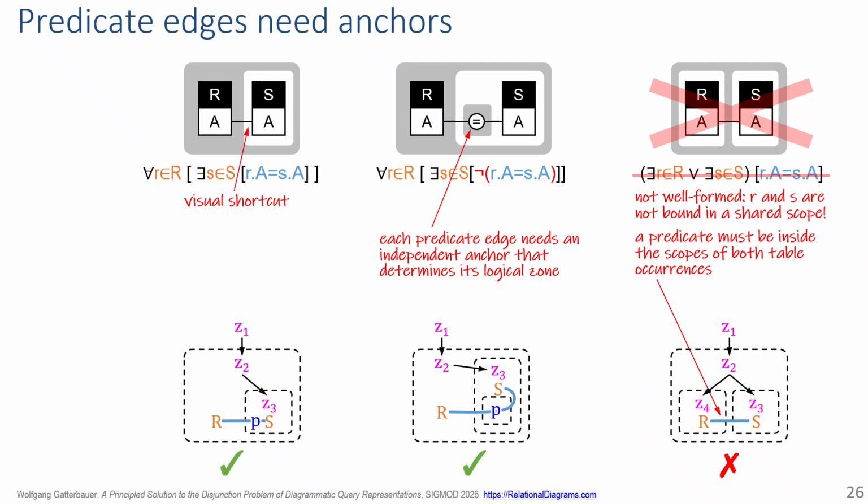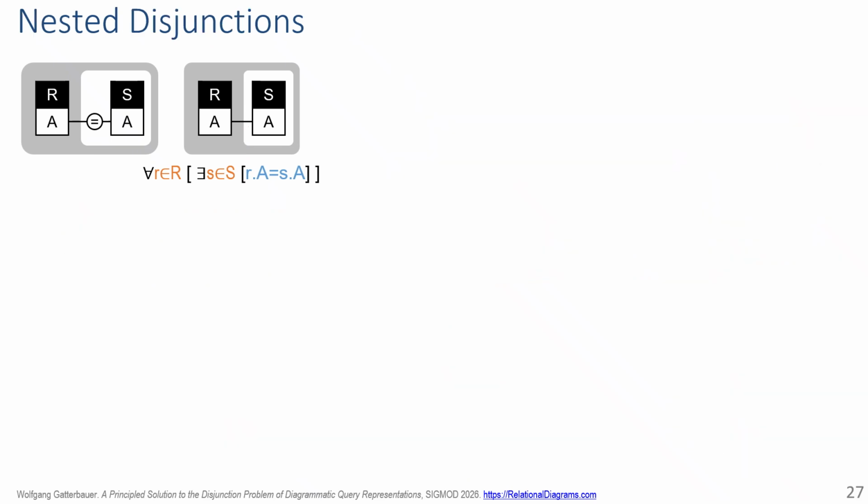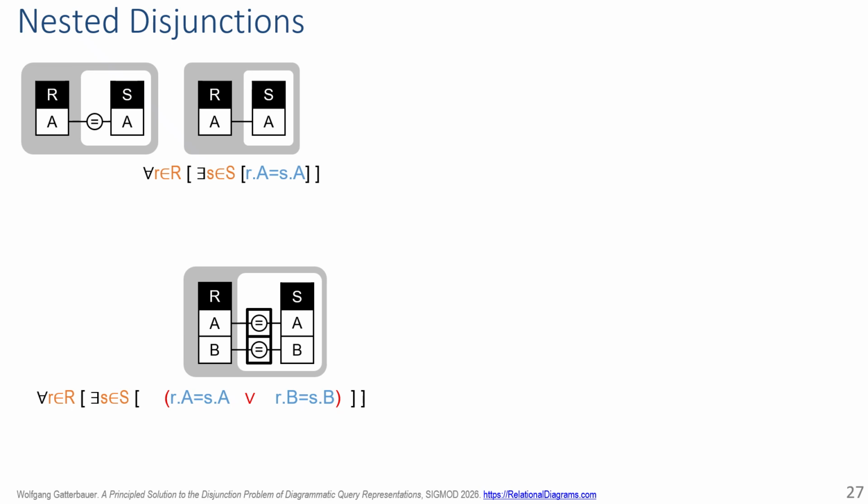So with this gained ability to place predicates independently, we can now reinterpret the earlier reading of predicate edges as a visual shortcut for the case that happens frequently, especially in SQL, when the predicate resides in the innermost scope shared by the tables it references. With that, we can now see how this helps us diagram arbitrarily nested disjunctions. Let's return to an example from earlier. Every tuple from R joins with some tuple in S, either on A or B.